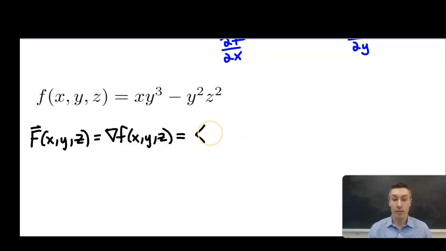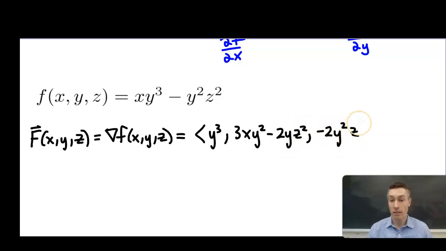So partial with respect to x is y cubed. Partial with respect to y is 3xy squared minus 2yz squared. And then partial with respect to z is negative 2y squared z. Now, it's helpful to create a few conservative vector fields on your own just to understand the mechanics and how we find each component. But ultimately, we're going to want to work in the opposite direction.